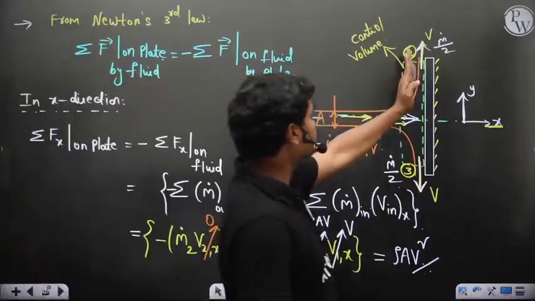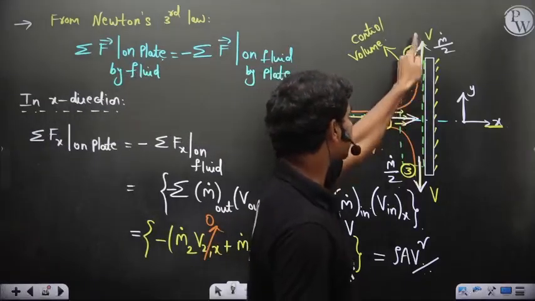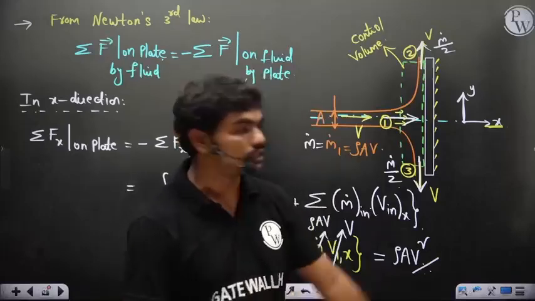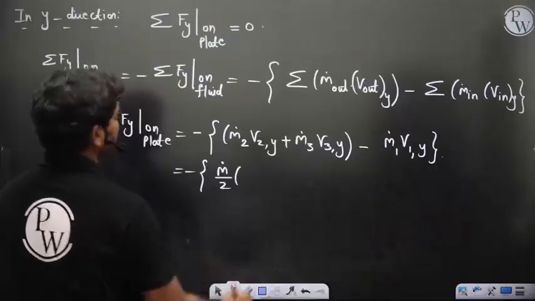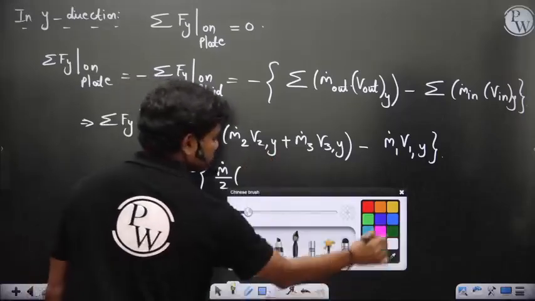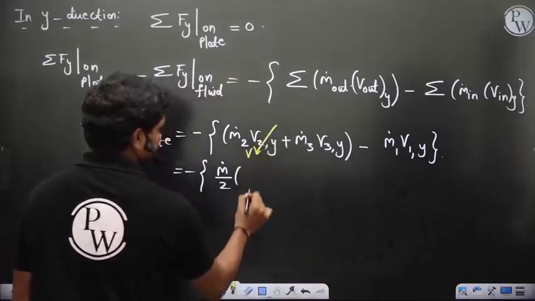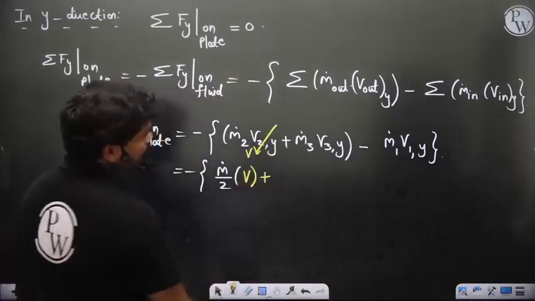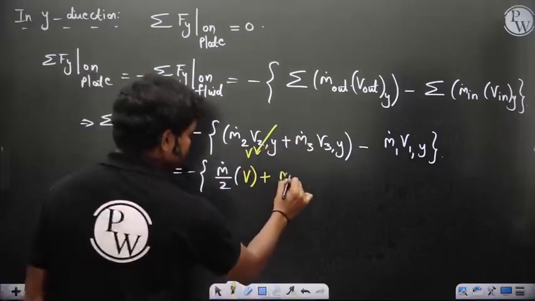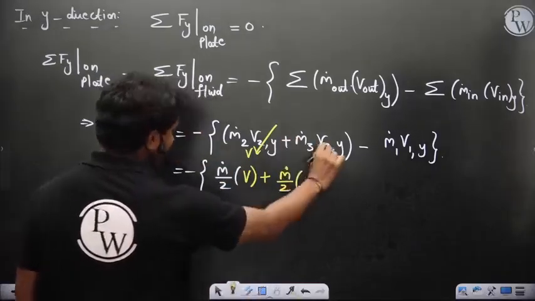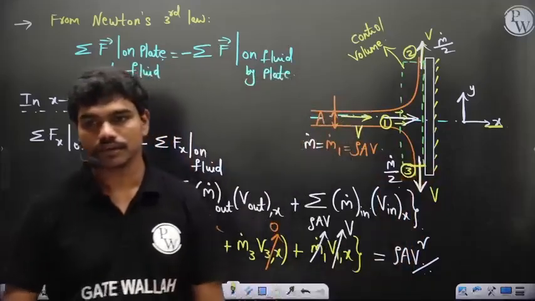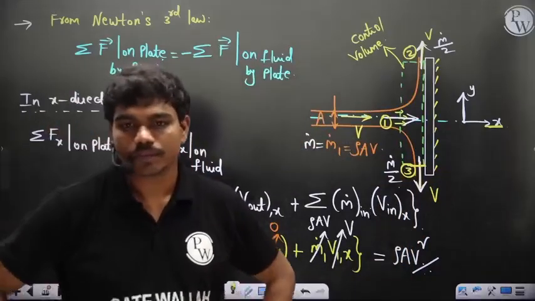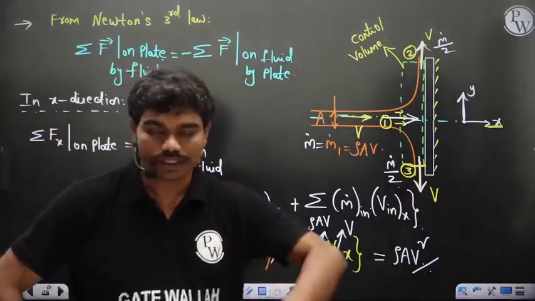So the velocity of the fluid when it's crossing in the y direction is v, of course, because this is the positive y direction, so this is v. So v plus m dot 3, which is also m dot by 2, uniform. Okay, v3 at y. So at the third section, what is the velocity in the y direction? Tell me, everyone. m dot by 2, what is the velocity in the y direction?